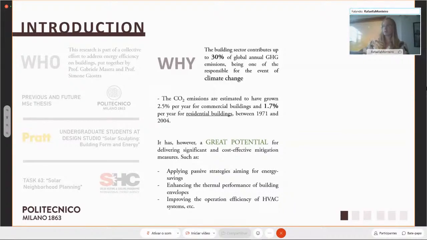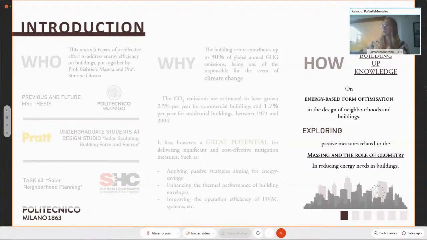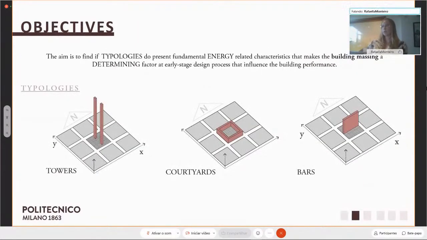For instance, we can apply passive design strategies aiming for energy savings. We can improve the envelope thermal performance. We can improve the efficiency of HVAC systems, and so on. And that's why we are trying to build up the knowledge on energy-based form optimization in the design of neighborhoods of buildings. So here we will be exploring the massing and the role of geometry in reducing energy needs in buildings. Therefore, the objective here is to find if typologies do present a fundamental energy-related characteristic that makes the building massing a determining factor at early stage design that will influence the entire building performance.